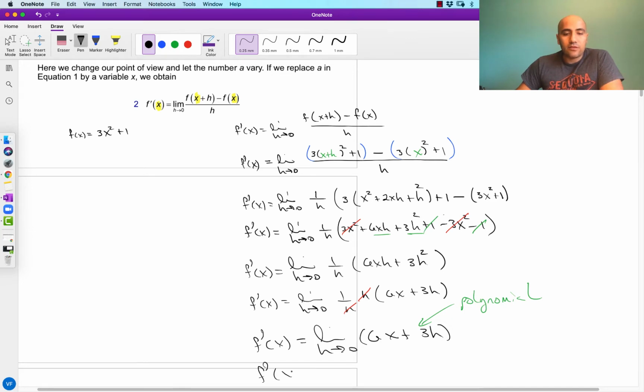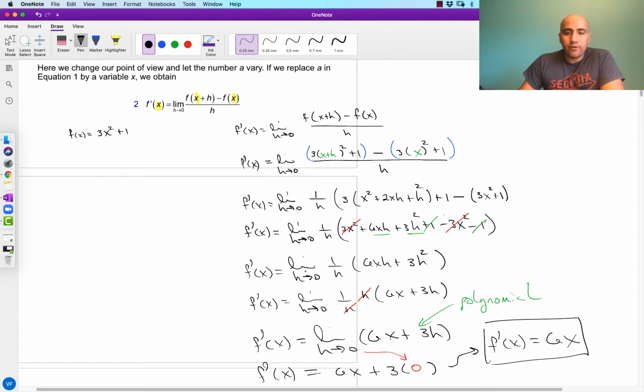So that means that the derivative with respect to x is going to be equal to 6x plus 3 times blank, and we're going to replace that h with a 0 from there, right? That's what we're trying to do. And so we just end up with 6x as our answer. So from here we get that f prime of x equals 6x.